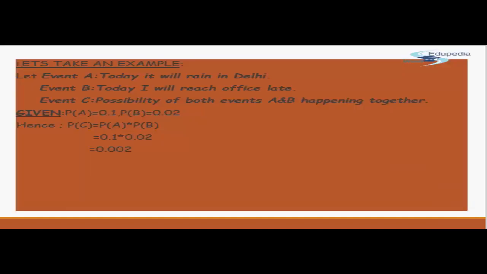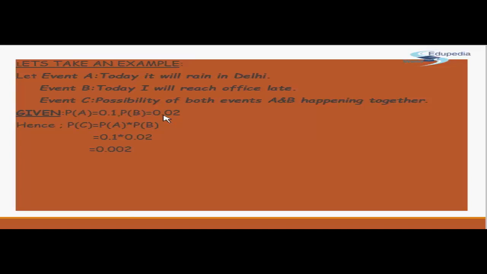Now let's just say event A is that today it will rain in Delhi. Event B is that today I will reach office late. C is the possibility of both events A and B happening together. So if the probability of A is 0.1, that is, today it might rain in Delhi, and the probability that you might be late at office is 0.02, that is very less.